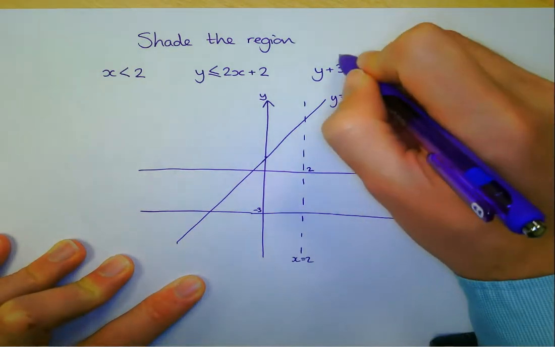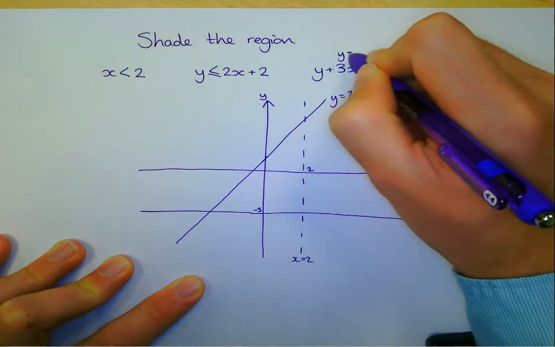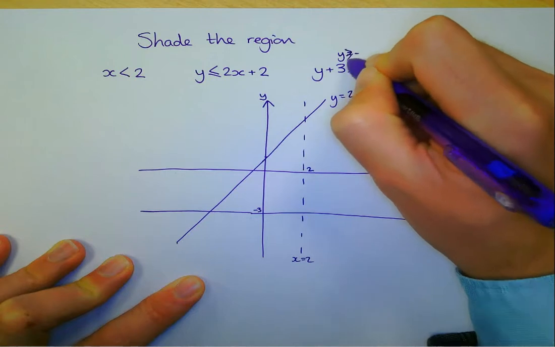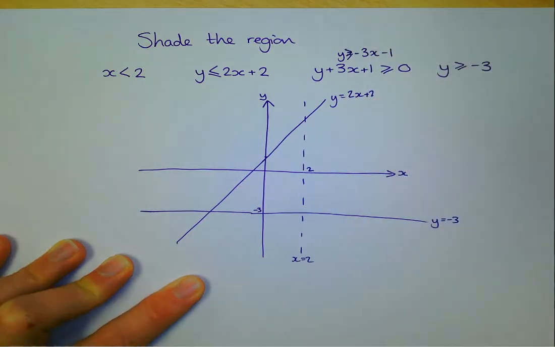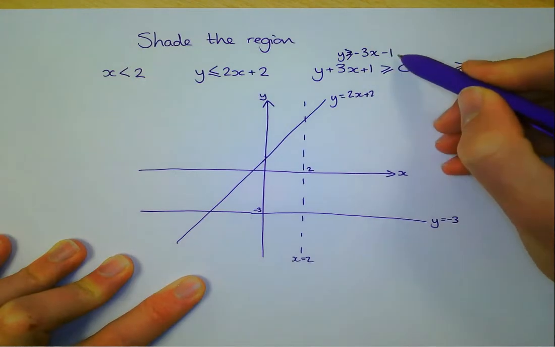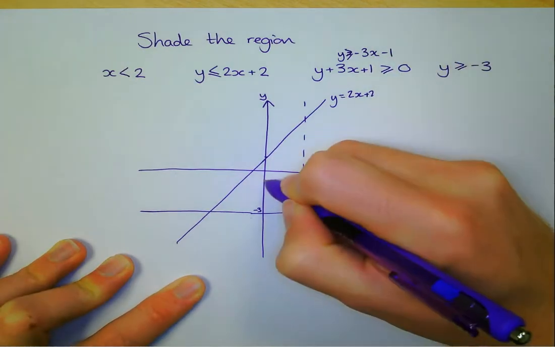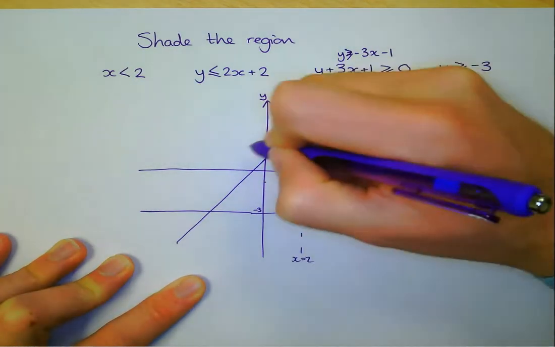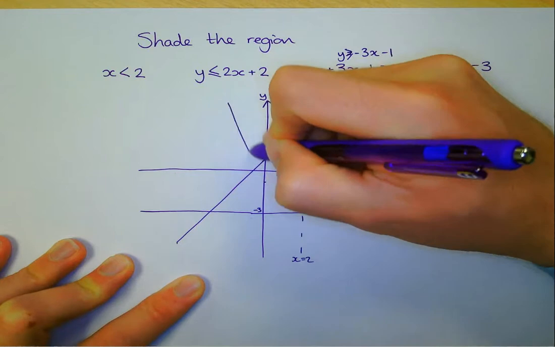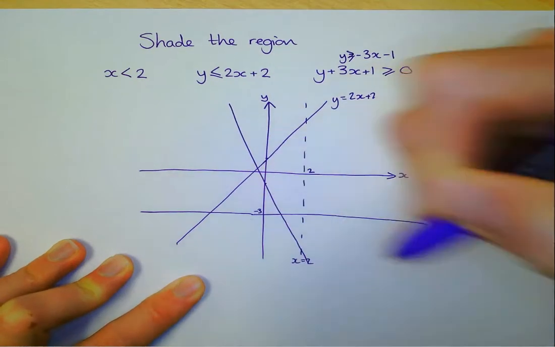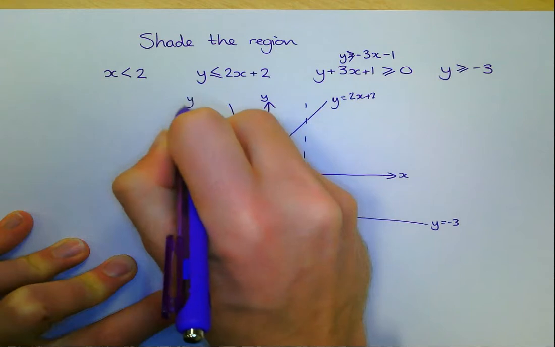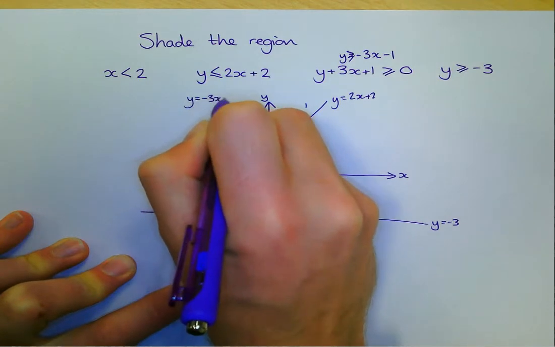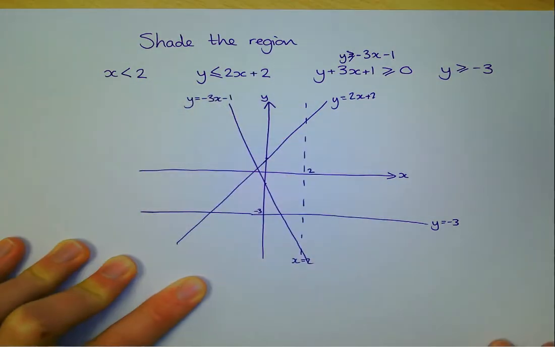This one needs rearranging. Let's put it in the form y equals mx plus c. Okay, so -3x minus 1. So it's going to be like, say, there, and a nice steep, well, steeper than the last one I drew. So it's going to cross, so I've made it cross down here. Let's put the label up here. y equals -3x minus 1. So now what we've got to do is shade the region.